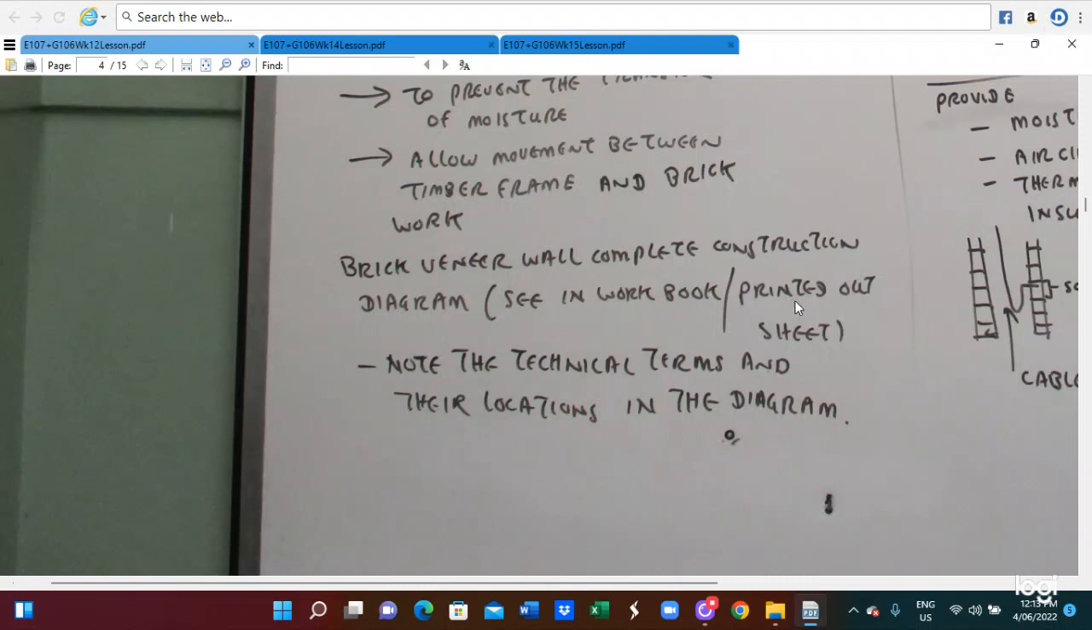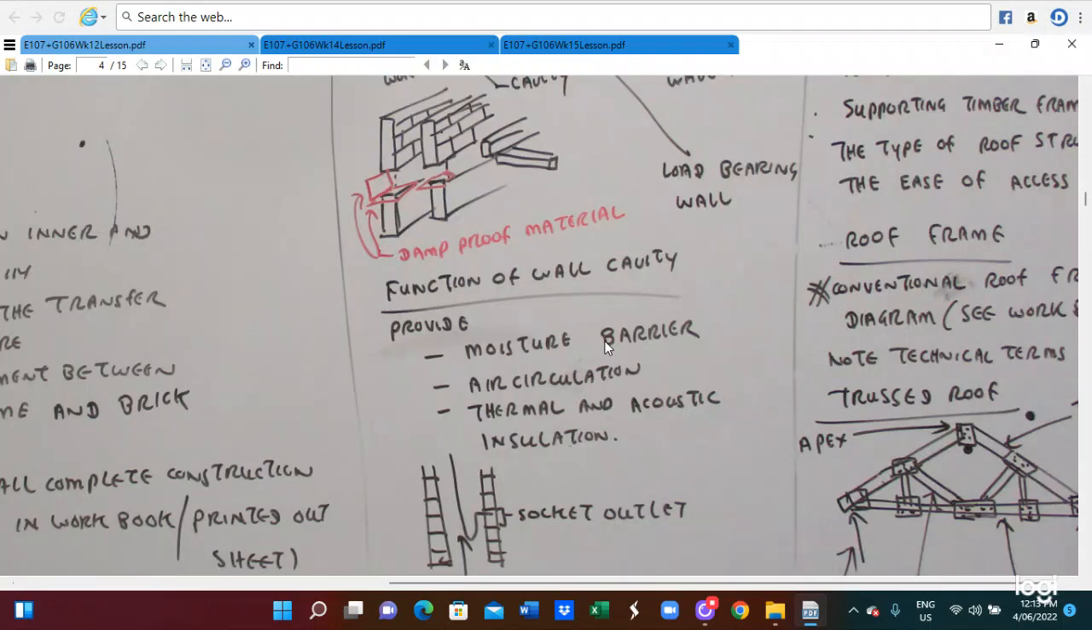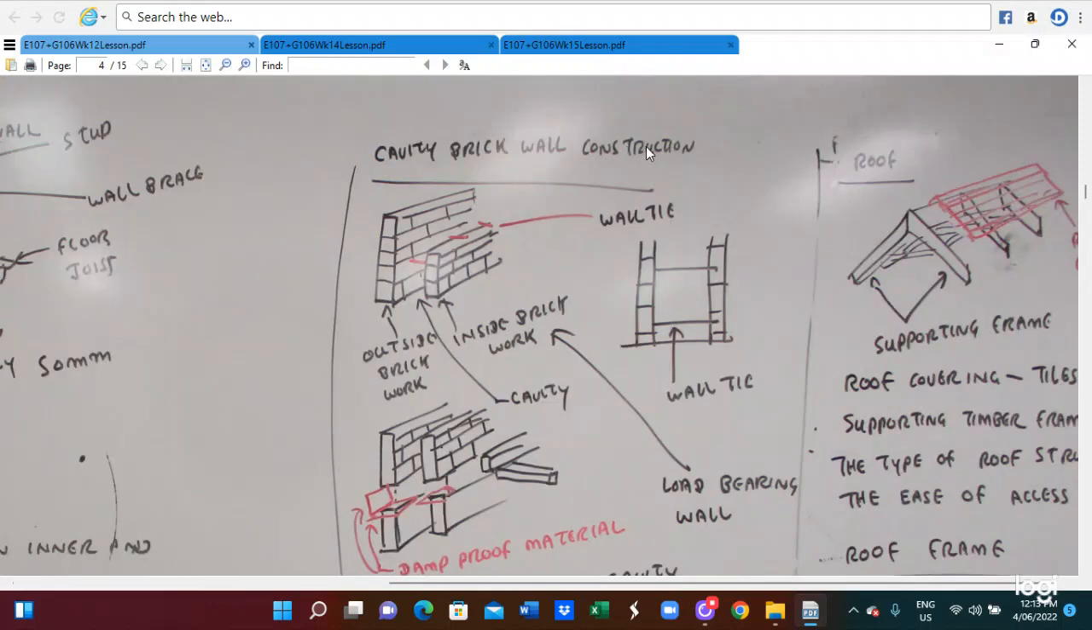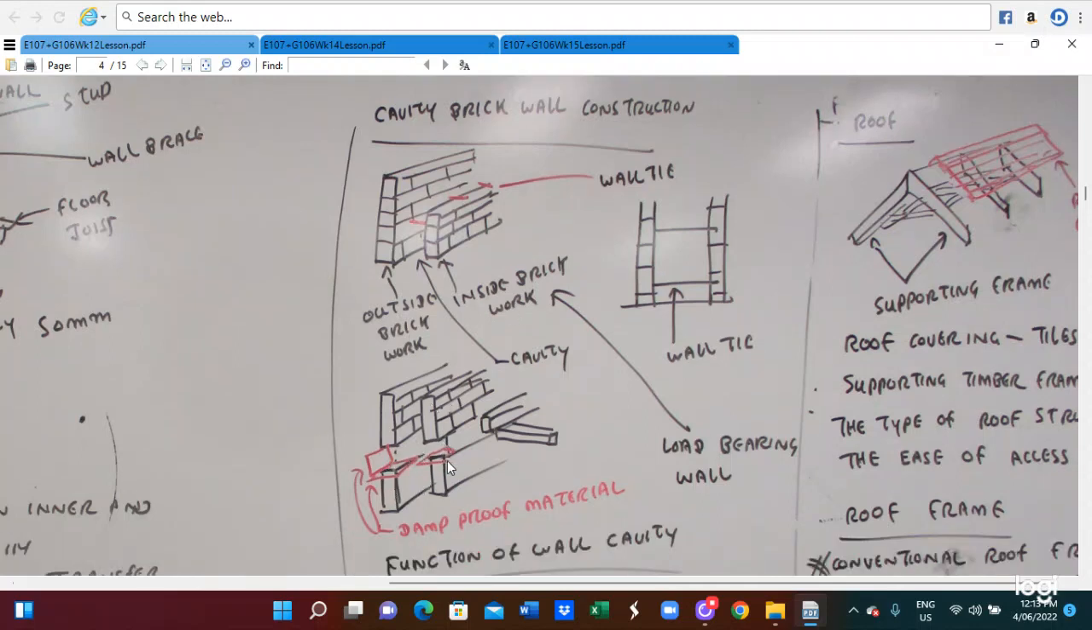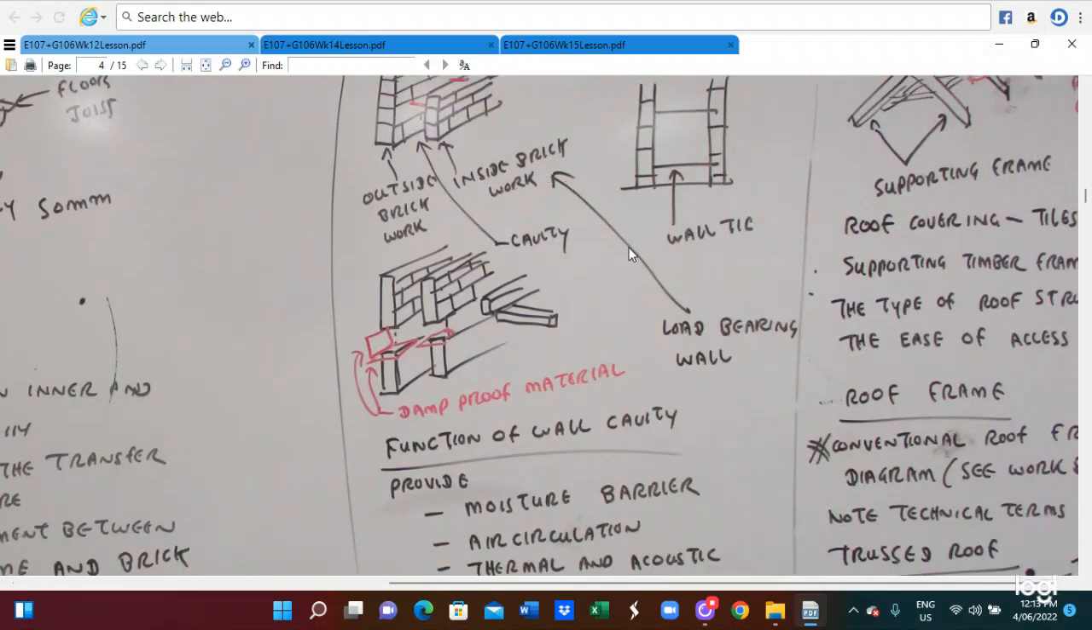You have to see the wall and bring out the sheet, and we also have to know the technical terms and their location in the diagram. Here is the cavity wall construction. There will be the outside brick wall and the inside brick wall. We have to use a wall tie. There's a wall tie, and we also use a damp course. This is how the wall ties are constructed. And here is a cavity wall.